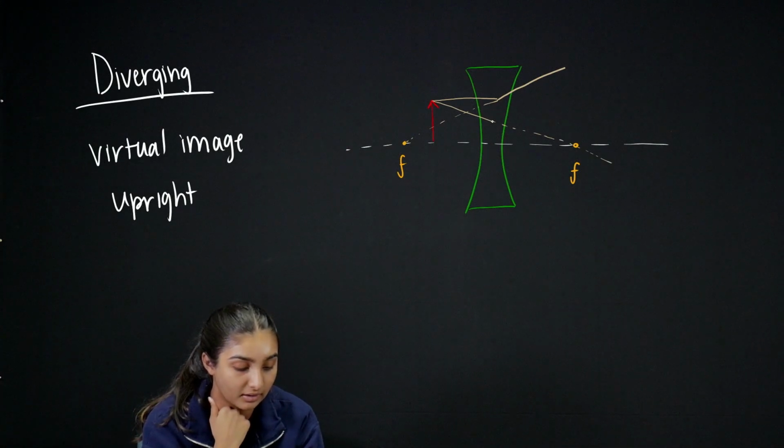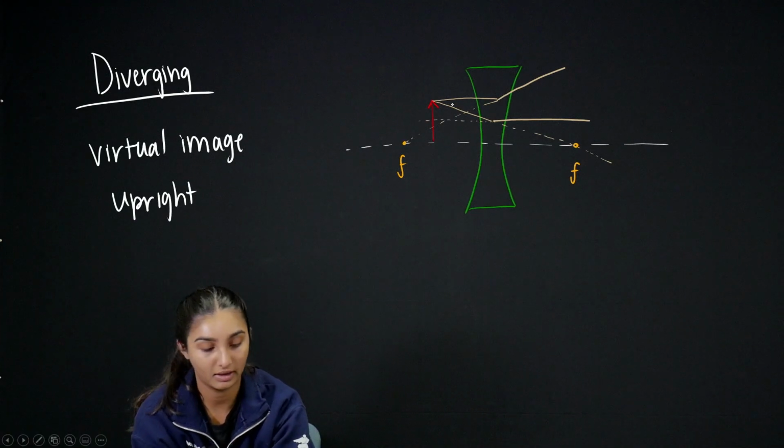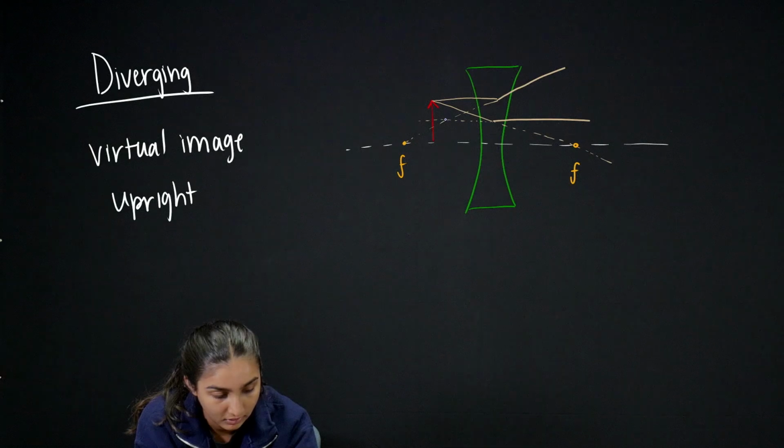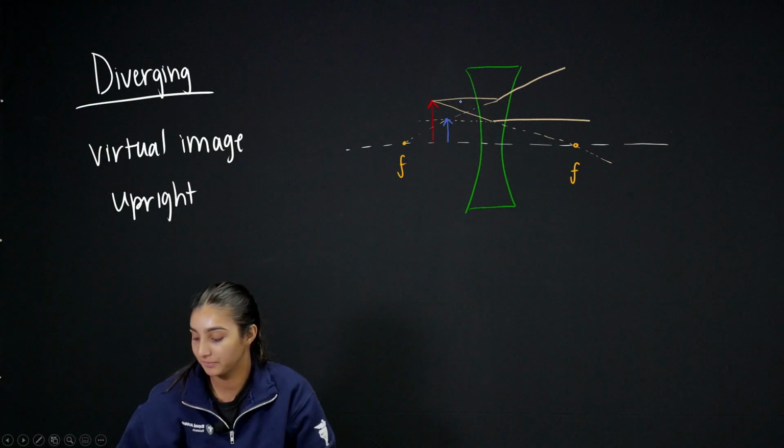And it comes out of the lens parallel. And then we're going to trace it back until we find our point of intersection, which is right here. So our image is going to be virtual but upright.